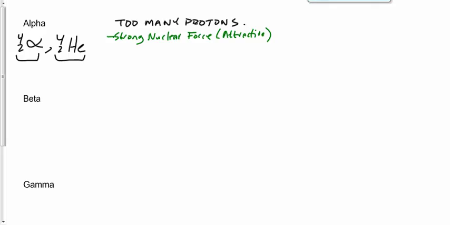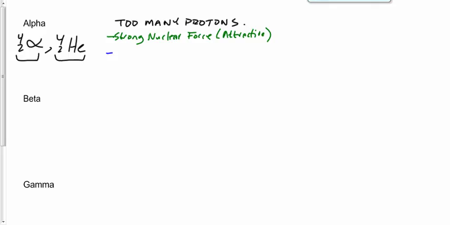Okay, we got a whole bunch of people in a classroom right now. If we were to join hands and pull on each other, that would be the strong nuclear force. Okay, there would be boys pulling on boys, girls pulling on girls, boys pulling on girls. In the nucleus, you've got protons pulling on protons, neutrons pulling on neutrons, and protons pulling on neutrons with this strong nuclear force. It's what keeps the nucleus together.